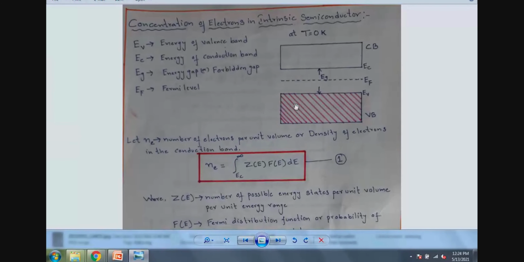In the valence band we have the number of holes, that means holes are present. When electrons jump from the valence band to the conduction band, the electrons will be more concentrated here. So that is the concentration of electrons in an intrinsic semiconductor, particularly in the conduction band. That's why we have EC to infinity and apply these limits. More concentration will be here, and when you move to the other side it will be less, so we can say it is infinity.